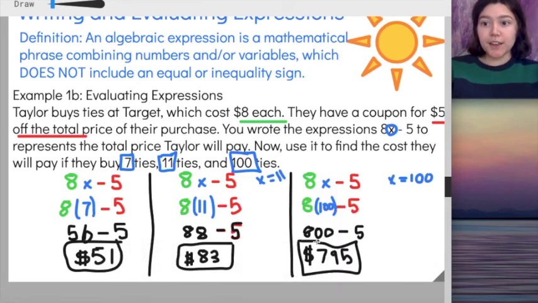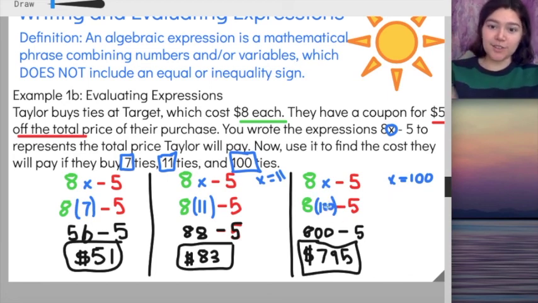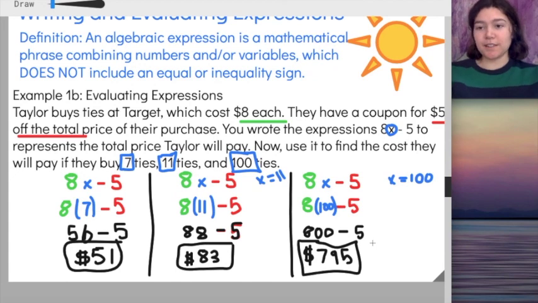Okay, so when you do that, you should get $795. Whenever Taylor's buying 100 ties, we're going to have to multiply the number of ties, x, which is 100, which we substituted in for x, times $8, the cost for each tie. That gives us $800, but then we have to subtract $5 away because of that coupon, so we do minus 5. 800 minus 5 is going to give us $795.